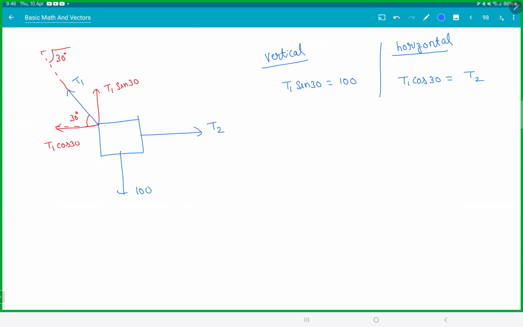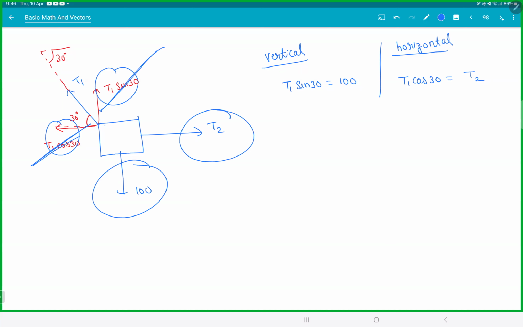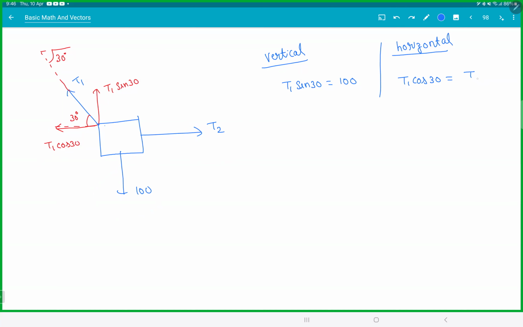Are these two equations making sense, everyone? The string T1 has two components, vertical and horizontal. So the weight 100 is balanced by T1 sin 30, and T2 is balanced by T1 cos 30. That's why the block is not moving. If they're not balanced, the thing would have moved. So you're done here. What is sin 30? Half. 100, so T1 is 200. Then take T1 from here and substitute here. This will be 200 cos 30, which is root 3 by 2, equal to T2. T2 is 100 root 3. Easy, everyone.